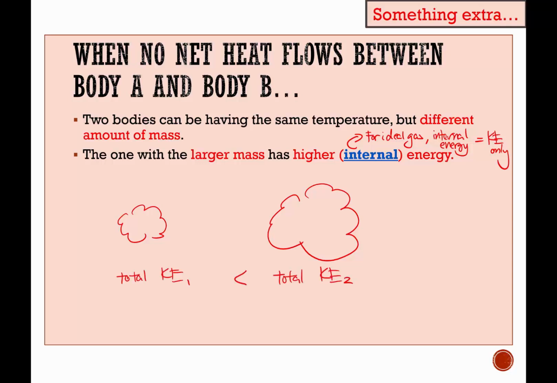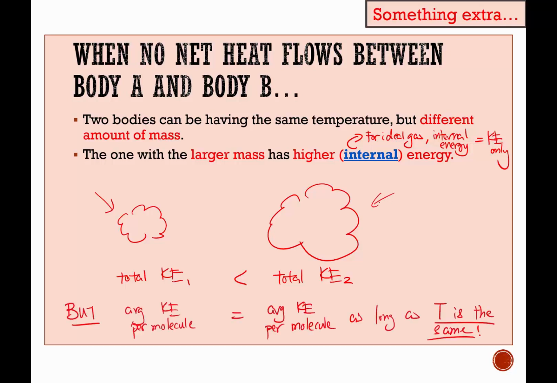So you can compare here, the smaller cloud should have a lower total KE than the larger amount of ideal gas cloud. But the average KE per molecule will still be the same as long as the absolute temperature is the same. If I'm just looking at the molecular level, the average KE of each molecule, whether it is in the smaller cloud or in the larger cloud, as long as the temperature is the same, they will have the same average KE per molecule.